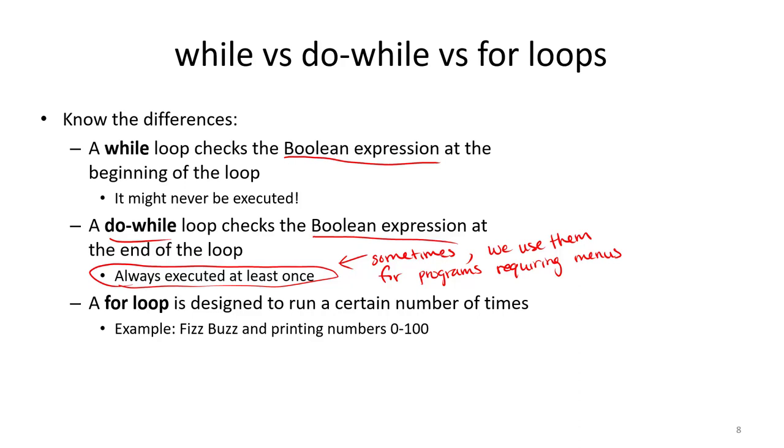Finally, a for loop is designed to run a certain number of times. And back in our loop video, we saw the FizzBuzz interview question. And we saw how by using a for loop, we could design that loop to output the numbers 0 through 100 and increment the number by 1 each time.